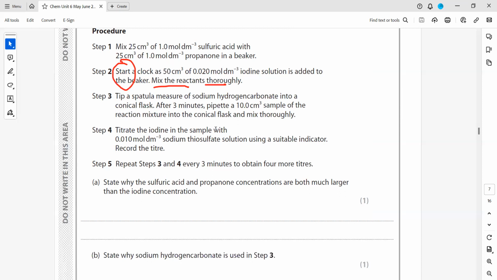That's why we use an excess. So the concentration of sulfuric acid and propanol does not affect the rate, because with high concentration a small change will not alter the rate. The rate should not be altered by the concentration of sulfuric acid or propanol. That's why we use them in excess.